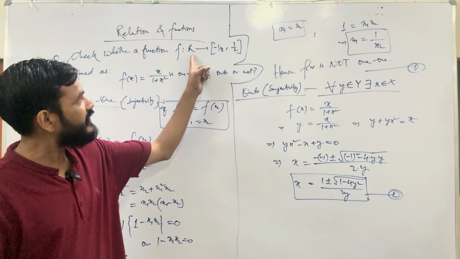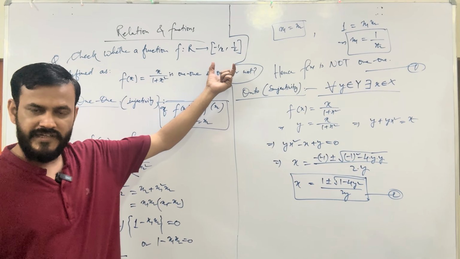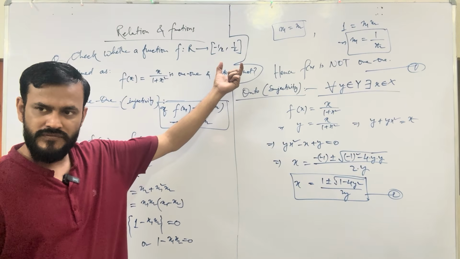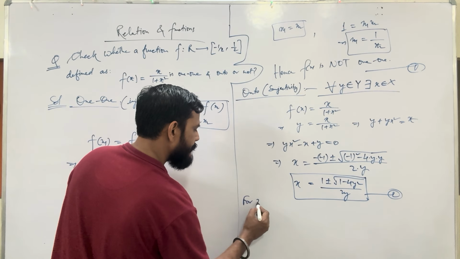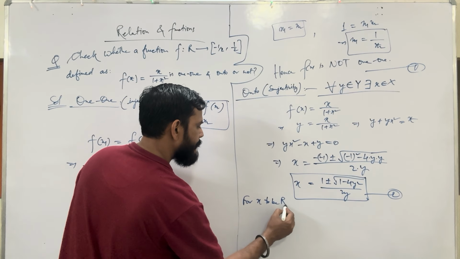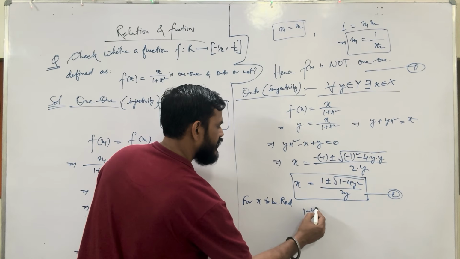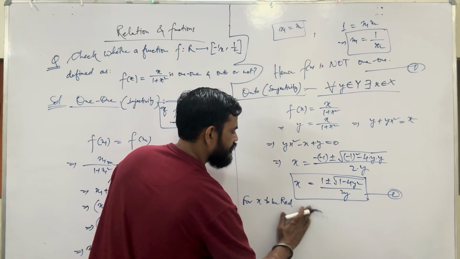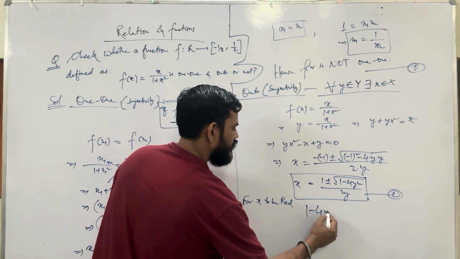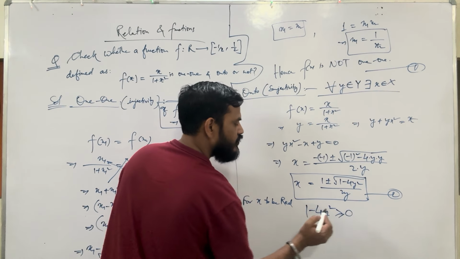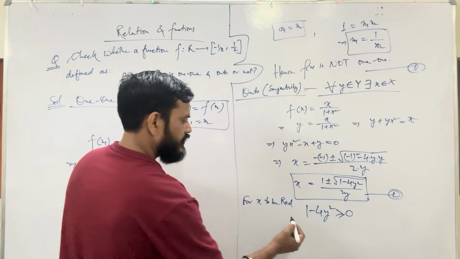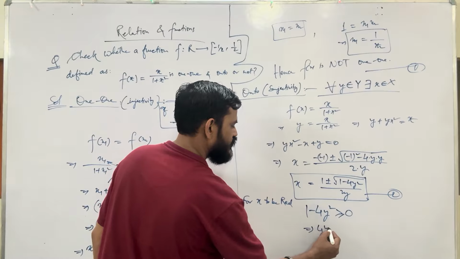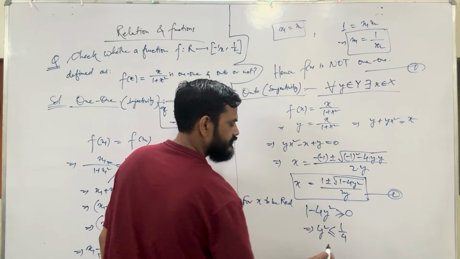And your mapping is from real numbers to the range minus 1 by 2 to 1 by 2. So for x to be real, 1 minus 4y square should be greater than or equal to 0, should always be non-negative. That means y square should be less than or equal to 1 by 4.